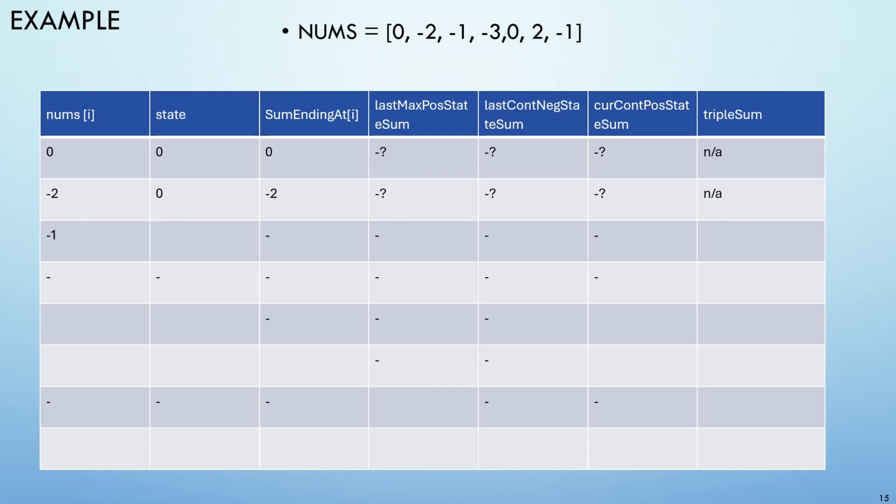Now coming to the third element, which is minus 1. Minus 1 is greater than minus 2, which means it is the start of our first segment. The state would be 1. The sum ending at I will be nums of I plus nums of I minus 1, which is minus 2 plus minus 1, which will be minus 3. The last maximum positive state sum will stay as minus infinite. The last continuous negative state sum will stay as minus infinite, but the current continuous positive state sum will start, which is the same as the sum ending at I, which is minus 3. And the triple sum will not be applicable here because we do not have all three segments available.